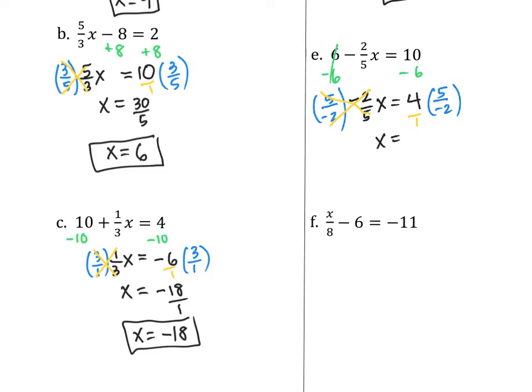Now I'm going to multiply the numerators. 4 times 5 is 20. 1 times negative 2 is negative 2. 20 divided by negative 2. It's going to stay negative because there's one negative. 20 over 2 is 10.